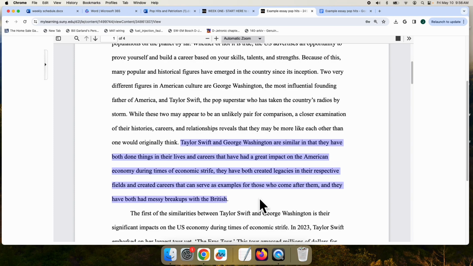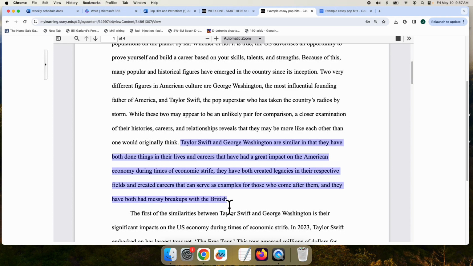Listen, you'll hear that this is a 3-prong thesis statement, which makes sense. A 5-paragraph essay will have 3 points for the body. All right, here we go. Taylor Swift and George Washington are similar in that they both have done things in their lives and careers that have had a great impact on the American economy during times of economic strife. They have both created legacies in their respective fields and created careers that can serve as examples for those who come after them. And they have both had messy breakups with the British.